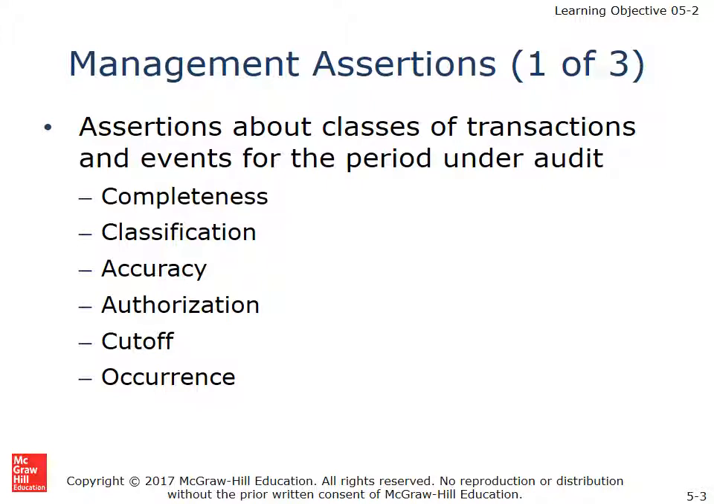Now, as we said, when financial statements are handed to the auditor, there are assertions made by management. Current auditing standards state management's assertions fall into the following categories. They make assertions about the classes of transactions and events for the period under audit, assertions about the account balances at the period end, and assertions about presentation and disclosure of the financial statements themselves.